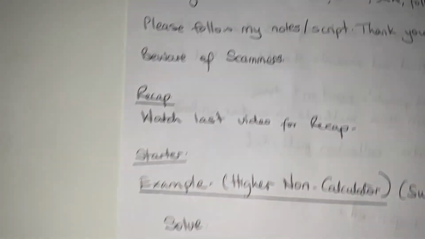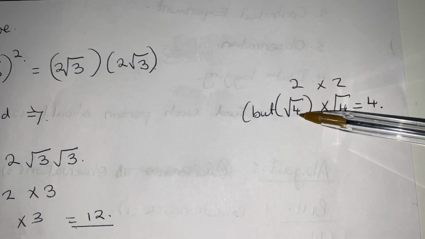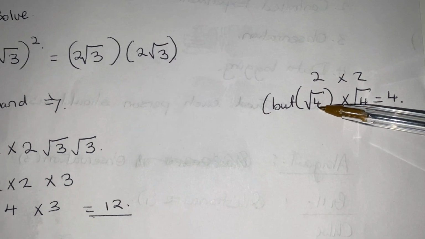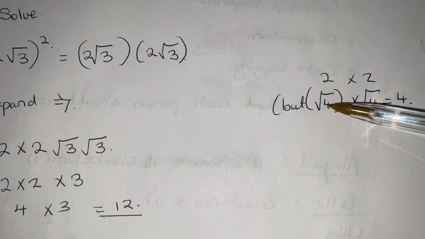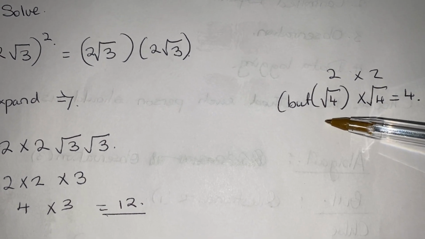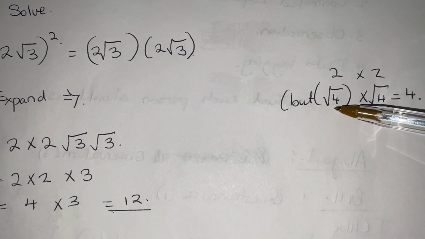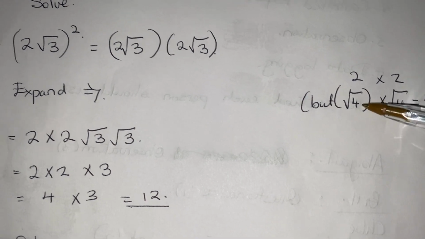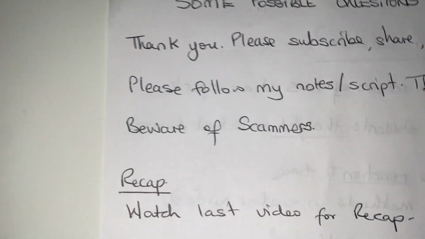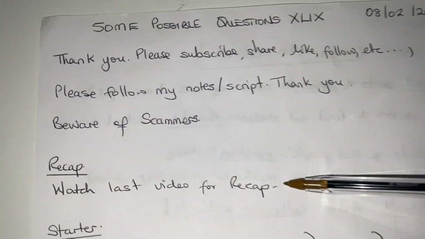For instance, if that is 2, that is root 4. If the pen is pointing here, it is root 4, and root 4 is 2. So if it comes across as anything else, go by the notes. Thank you very much. Watch last video for recap.